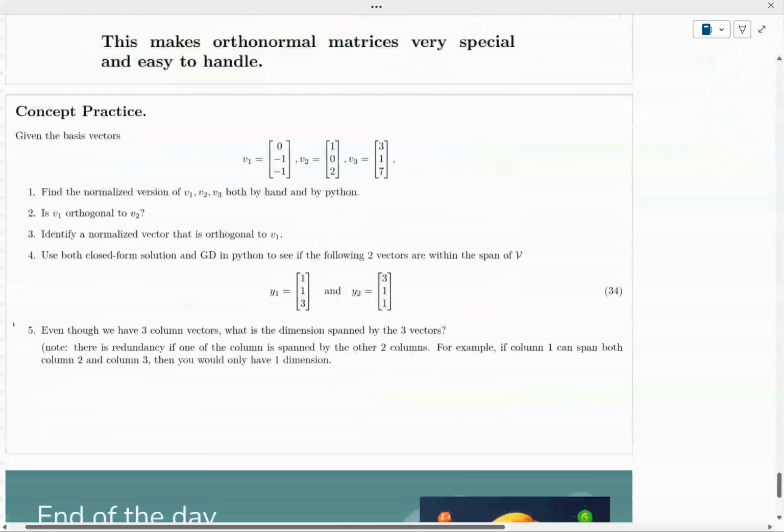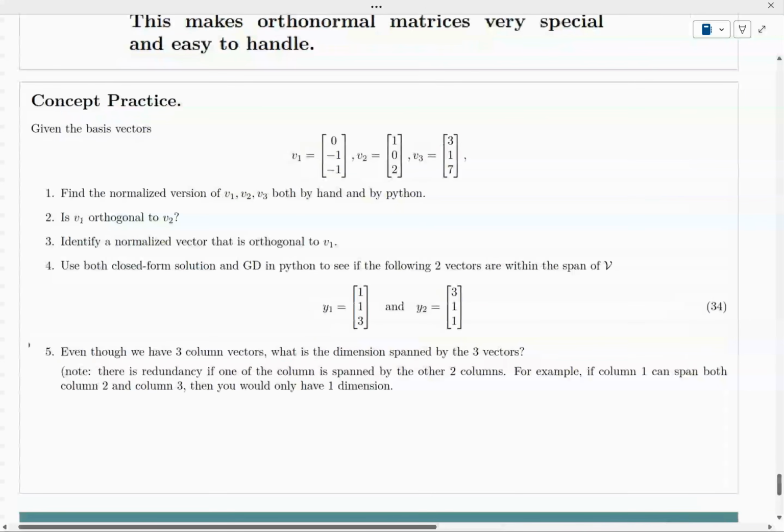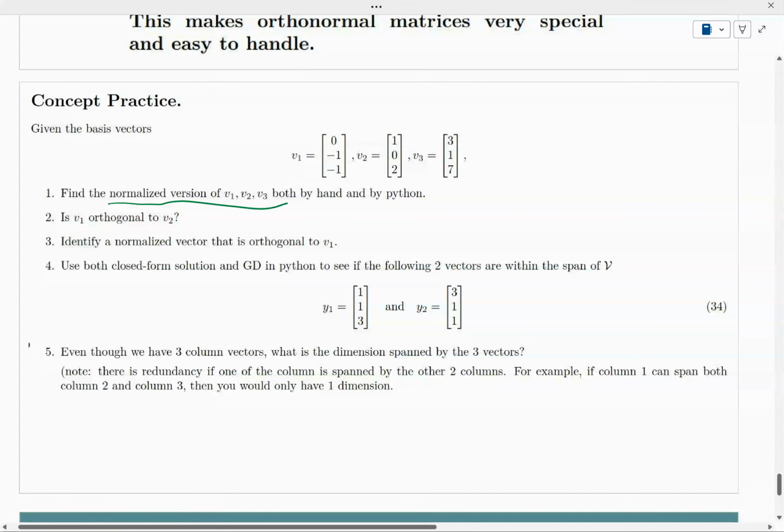All right, so that's basically it for today. The final exercise for you today is to practice this concept. Let's say you have 3 basis vectors. Find the normalized version of each one of them by hand, and then find it with Python again. And then check if V1 is orthogonal to V2. Identify a normalized vector that is orthogonal to V1. So this is V1. See if you can find a vector that's orthogonal to it.